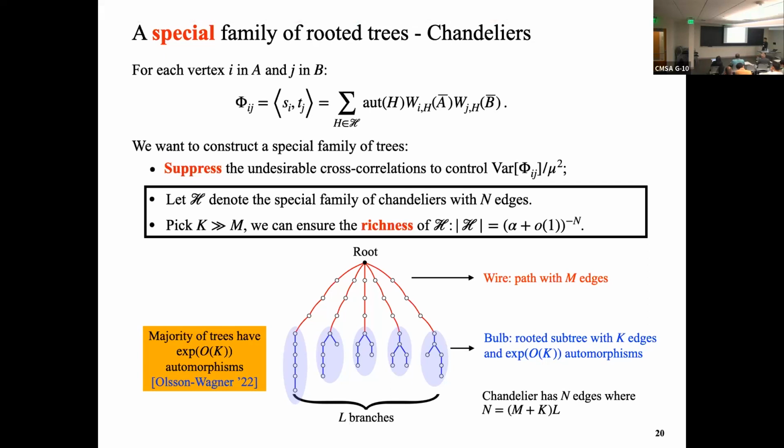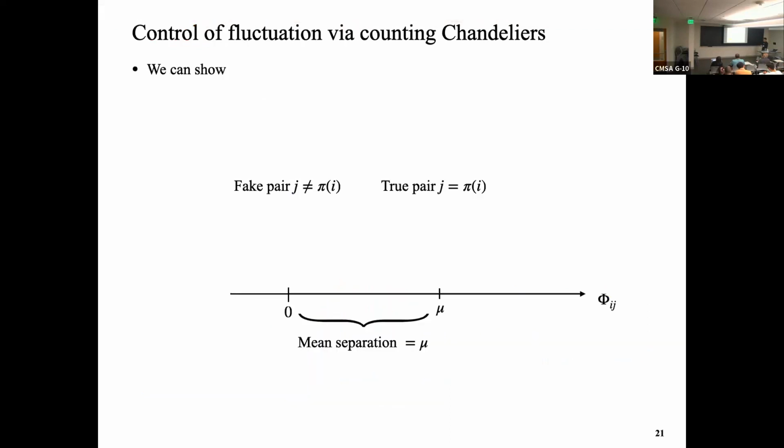Right. So, thanks to the results from Olsen and Wagner last year, who understood the number of automorphisms of a random tree drawn uniformly from the class of all unlabeled trees, one can show that the fraction of trees with exponential number of automorphisms is a constant, right? So there's also no compromise in terms of these not too symmetric trees. So overall, that's that.